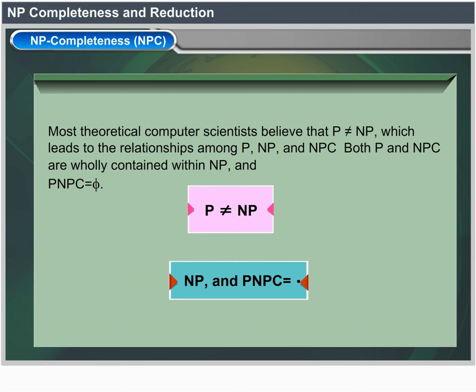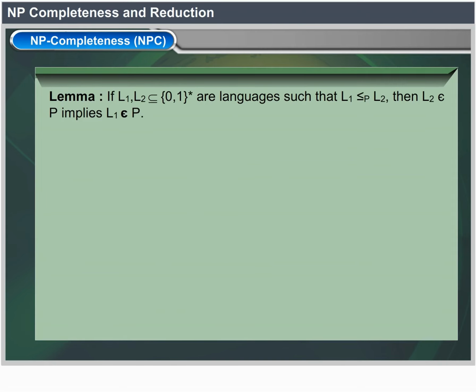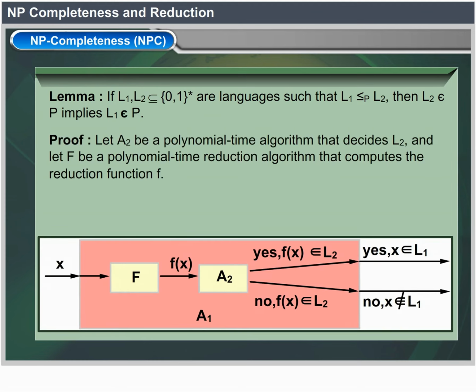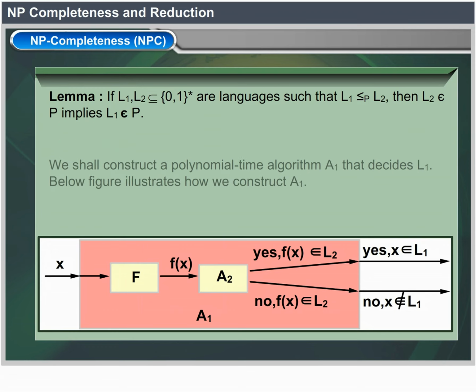Lemma. If L1, L2 are subsets of {0,1}*, languages such that L1 is polynomial time reducible to L2, then L2 belongs to P implies L1 belongs to P. Proof. Let A2 be a polynomial time algorithm that decides L2, and let F be a polynomial time reduction algorithm that computes the reduction function f. We shall construct a polynomial time algorithm A1 that decides L1. The below figure illustrates how we construct A1.